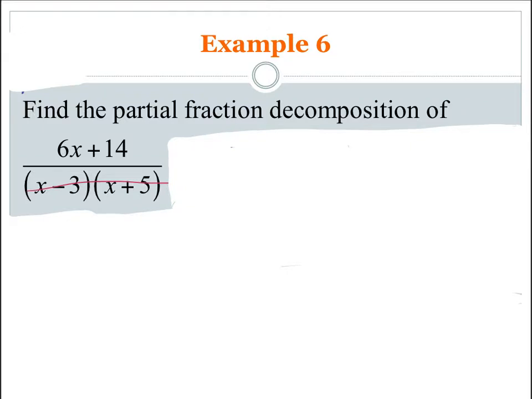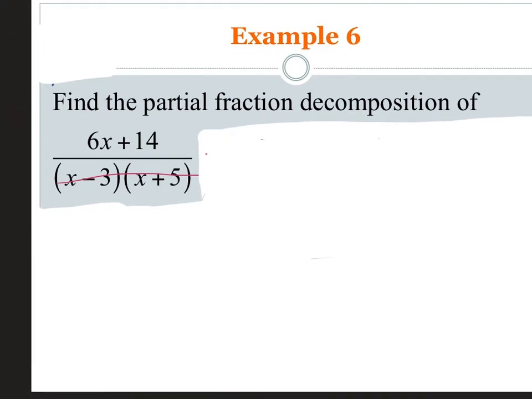So let's take a look at example 6. We have to find the partial fraction decomposition of our fraction here. Our denominator is already factored for us, so all we have to do is split it up. In our first fraction, we're going to have x minus 3 on the bottom. And then in our second fraction, we're going to have x plus 5 on the bottom. And then on the top, we're going to put A and B, because we're going to find out what those two values are.